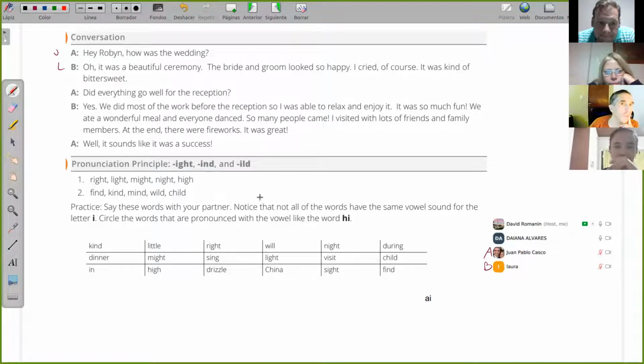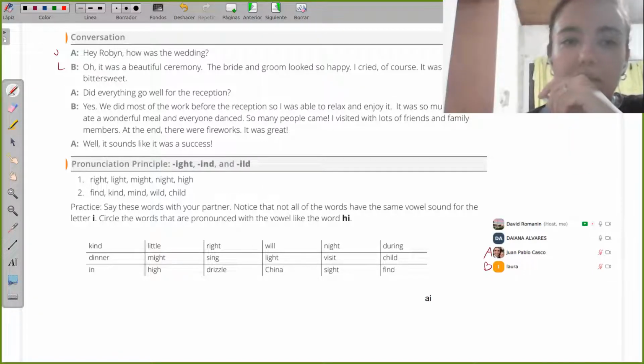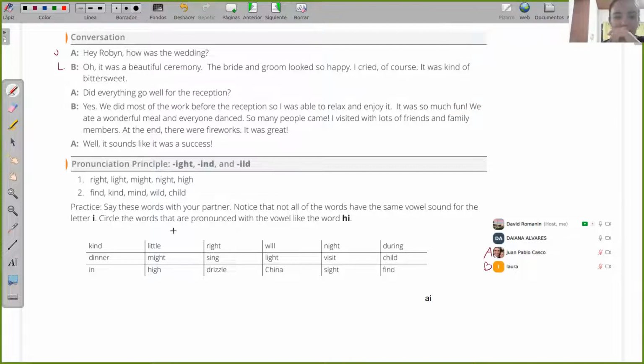Hey Robin, how was the wedding? Oh, it was a beautiful ceremony. The bride and groom looked so happy. I cried, of course. It was kind of bittersweet. Did everything go well for the reception? Yes, we did most of the work before the reception, so I was able to relax and enjoy it. It was so much fun. We ate a wonderful meal and everyone danced. So many people came. I visited with a lot of friends and family members. And at the end, there were fireworks. It was great. Well, sounds like it was a success.